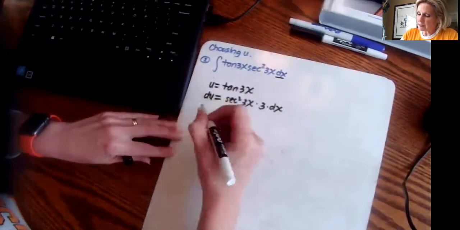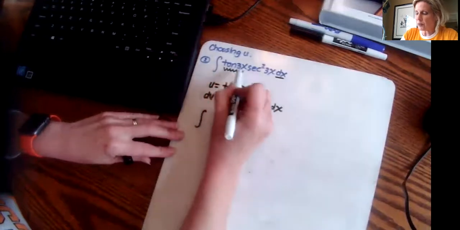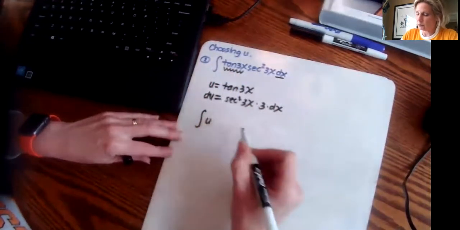So, guys, in this case, the tangent of 3x here becomes your u.